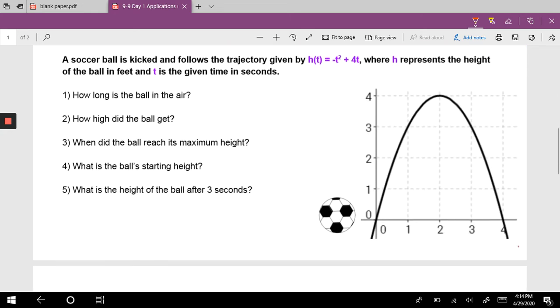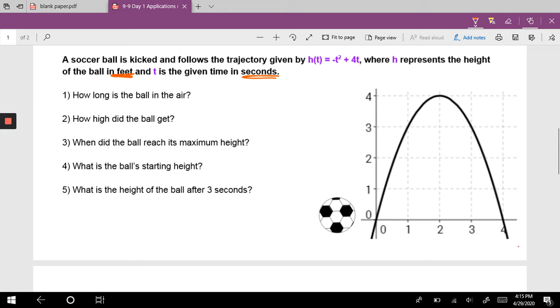So we have a soccer ball is kicked and follows the trajectory given by h of t equals negative t squared plus 4t, where h represents the height in feet and t represents time in seconds. So one thing that I want to make sure as I read that question is that I understand that height is in feet and time is in seconds. A lot of times in Algebra 1, we do use feet and seconds, but it could be hours, minutes, or instead of feet, maybe it's yards. Okay, it could be a lot of different things.